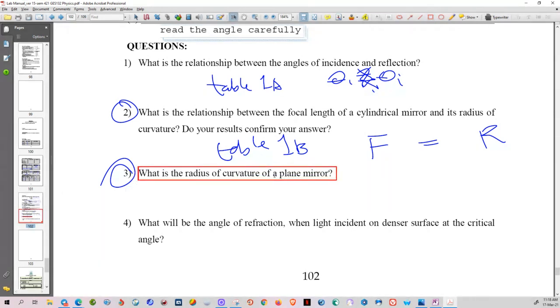If it is a plane mirror, does it have a radius? And what is the radius of curvature of a plane mirror? I want you to realize how physics is so interesting on a universal level, okay? What is the radius of a plane mirror? Can anyone answer this for me, without Google? Yes, Wasam?